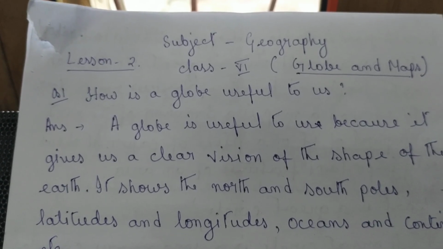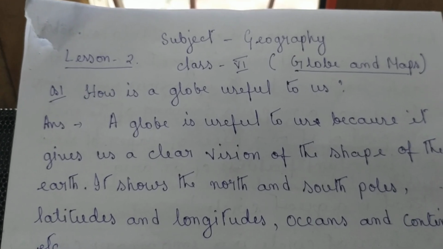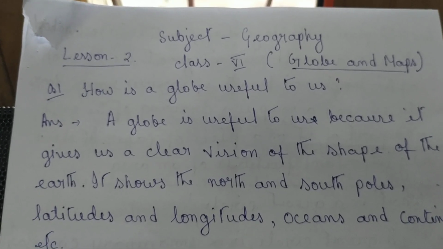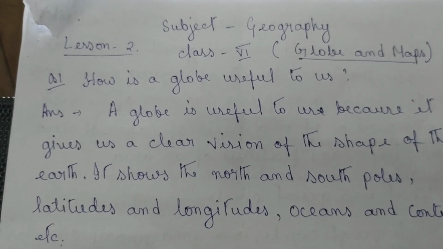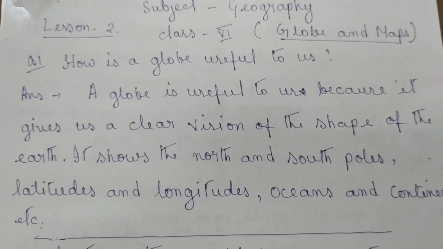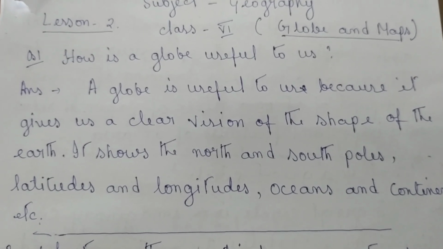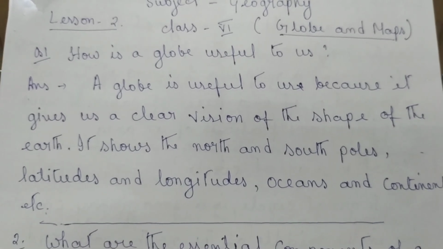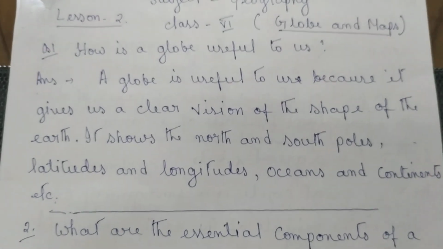This is for class 6, subject Geography, lesson number 2, Globes and Maps. What is a globe useful to us? A globe is useful to us because it gives us a clear vision of the shape of the earth, and it shows the north and south poles, latitude and longitude, oceans and continents, etc.